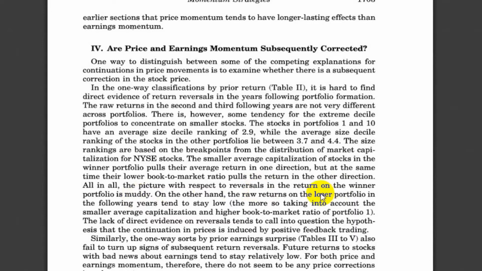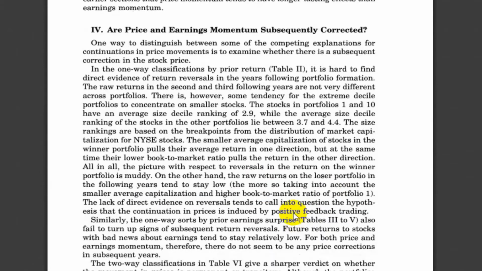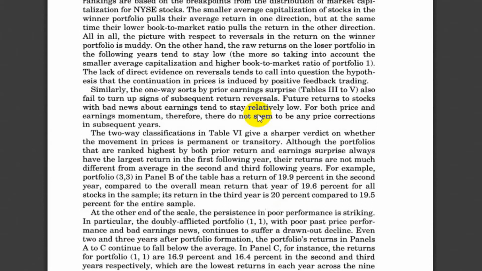However, it's noted that for the extreme loser portfolio, the returns tend to stay low with their smaller capitalization and their higher book-to-market ratio, which was exemplified to stress. And we also found that using the prior earnings surprise as the metric rather than the past 6-month returns, there's not really a return reversal there either in the second and third years.